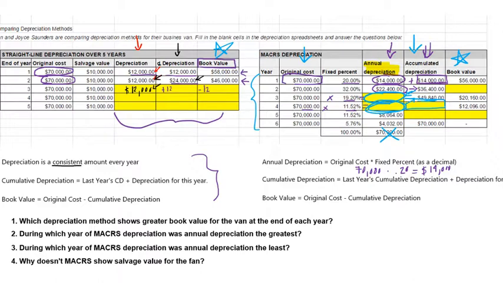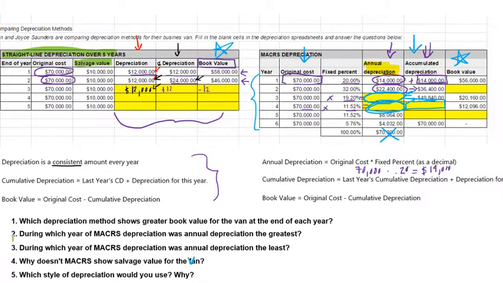Why doesn't MACRS show salvage value for the van? I think that should say, so if we look at it, I think they are referring to why doesn't it show salvage value for the van? I can't explain this one without actually giving away the answer. So just think about how salvage value works with the straight line method. Why doesn't MACRS show salvage value for the van? Think it over. Again, I'm looking for just a reasonable response. It's okay if it's not perfect according to the book.